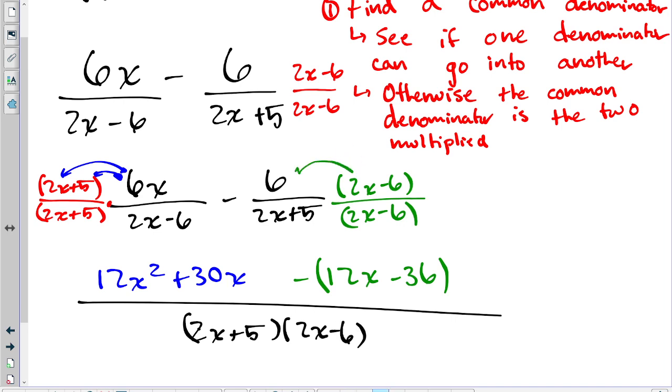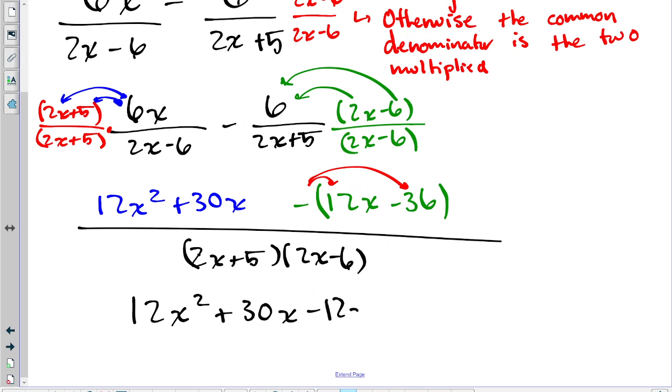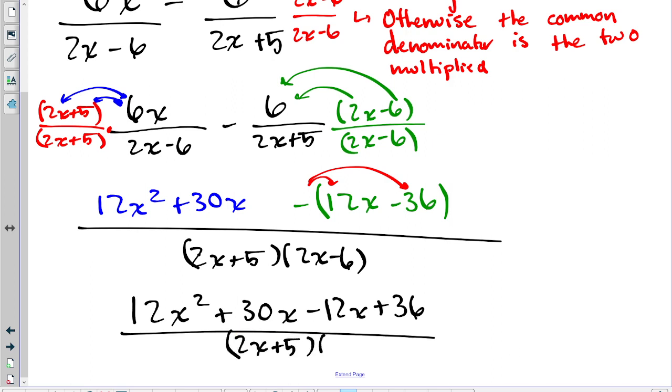Okay, so once again, I just distributed and multiplied the tops by whatever I'm multiplying it by, right? Basically, I have to make the common denominator the same, and the tops also get affected. And then once you're here, because everything's over the same denominator, you just subtract or you just add, okay? Since I'm subtracting this whole thing, I'm going to distribute this negative. And so basically my next step will be this, 12x squared plus 30x, and then minus 12x, and then I'm subtracting negative 36, so I'm really adding 36 over this common denominator, 2x plus 5 times 2x minus 6.